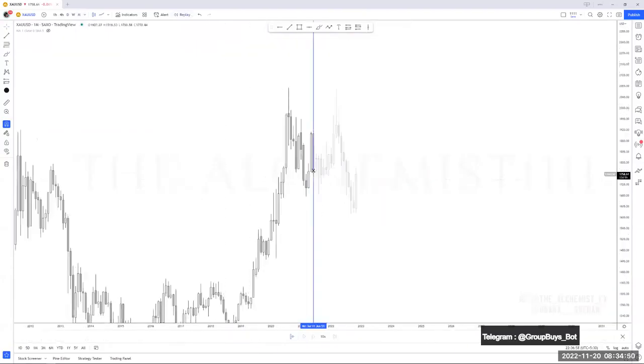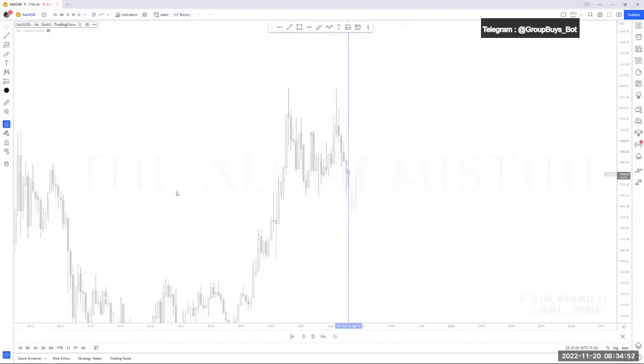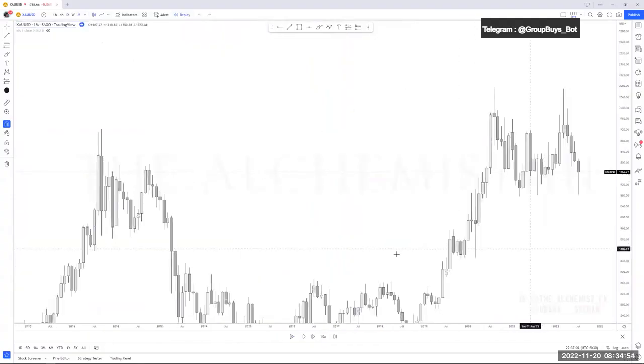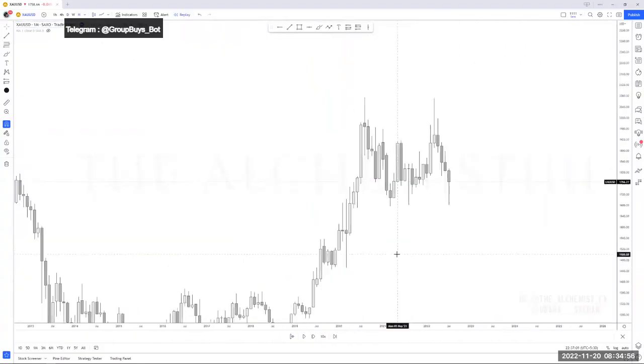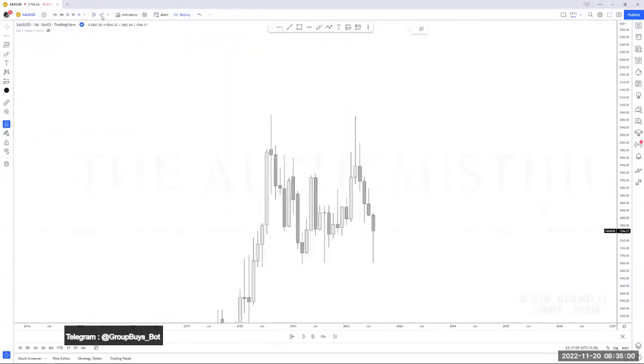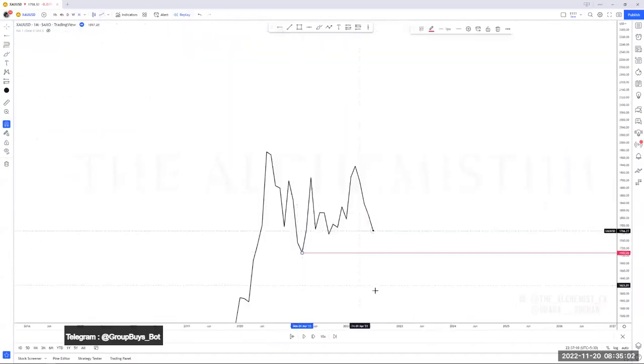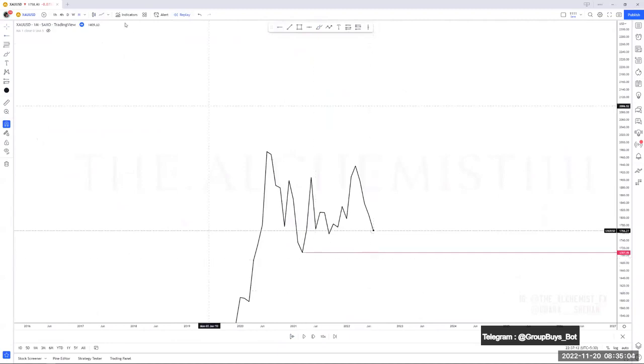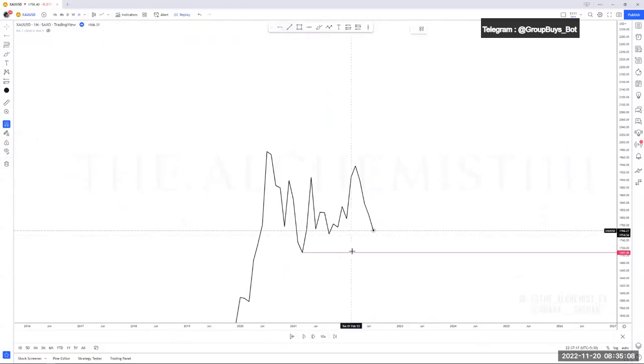Let's talk about this example itself. Now, what did I tell you? Monthly has closed above a monthly support. Which means your next targets will be where? The next monthly level will be your target.